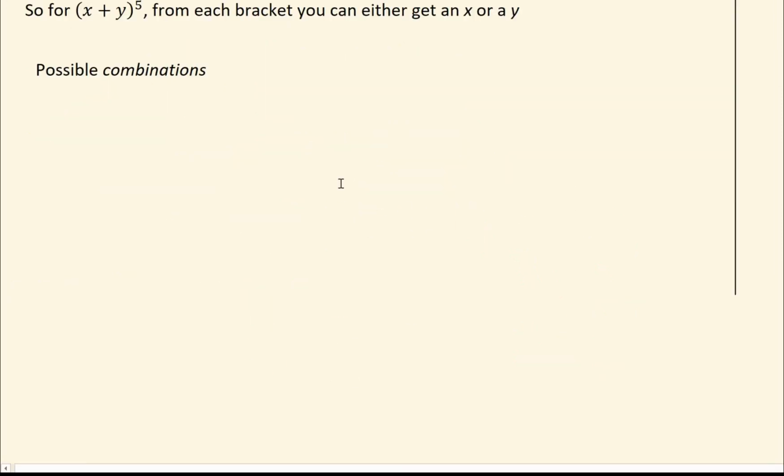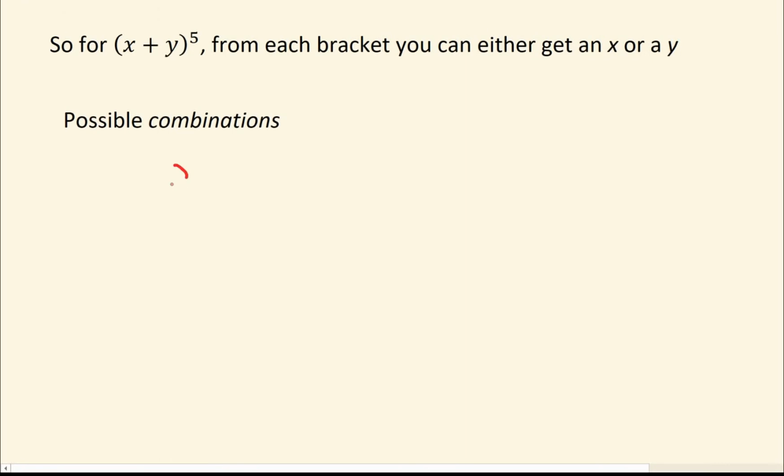So we're going to look at x plus y to the power of 5. Here remember that from each bracket, and again there are 5 brackets, we're either going to get an x or a y. And we're going to look at all our possible combinations and how many of those combinations we have. So the first combination is if from every single bracket I get an x, and that can only occur once. So therefore I'm going to have 1 x to the power of 5.